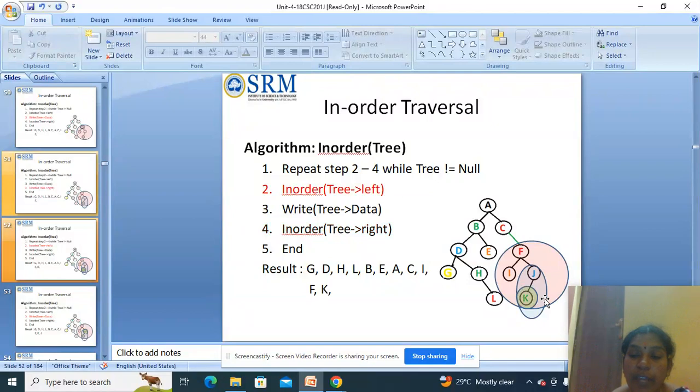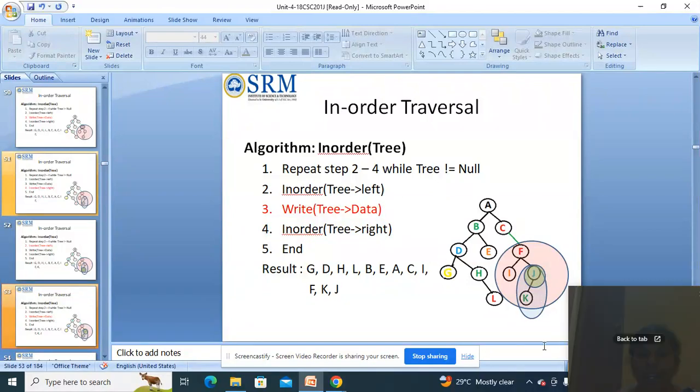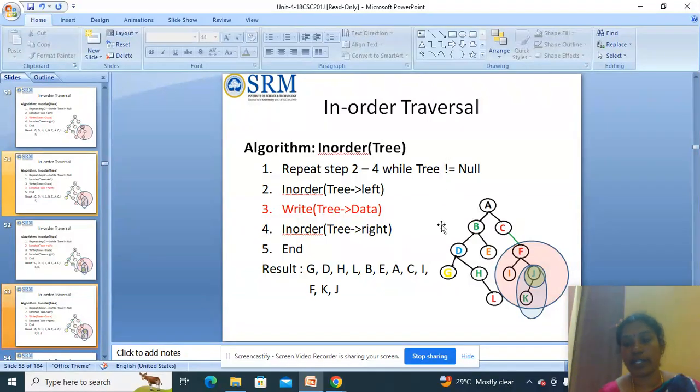So the next value is K and finally J. This is the way we have to traverse a tree using in-order traversal. This is called in-order traversal, and this is the answer. I think it is clear.